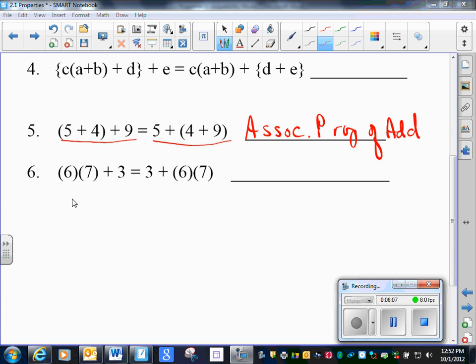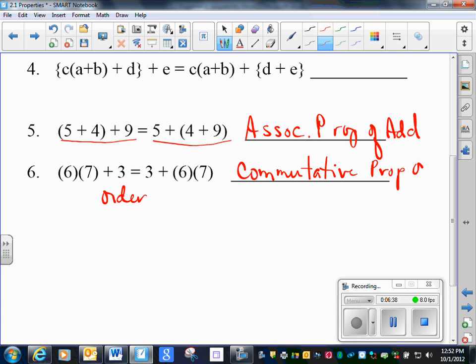If we look at the next example, again, I ask myself, is the order the same, like it was in number 5? I have the 6 times 7 here, and then adding 3. Over here, I have the 3 first, and adding the 6 times 7 on the back end. My order did change. So when we think of the word commutative, my order changed. So this is the commutative property of, again, it's of addition.